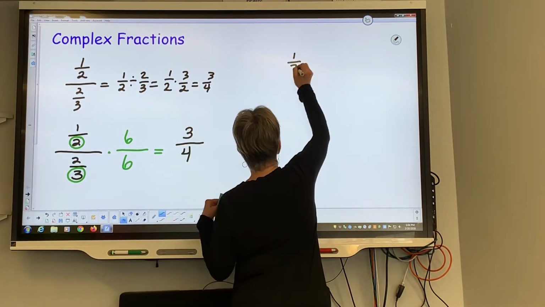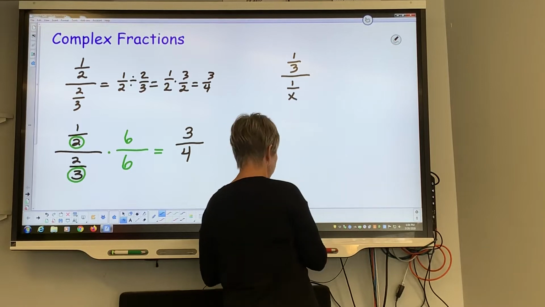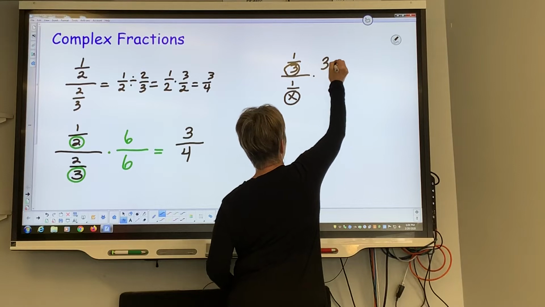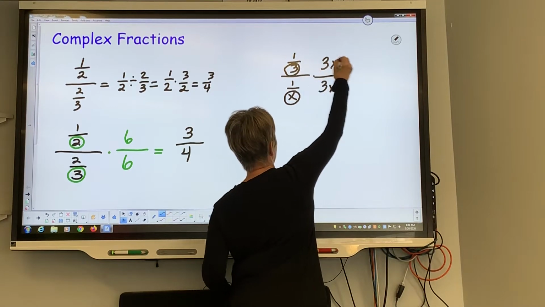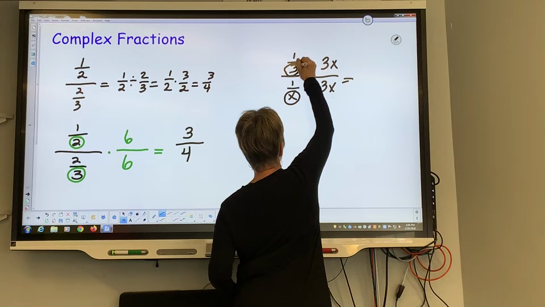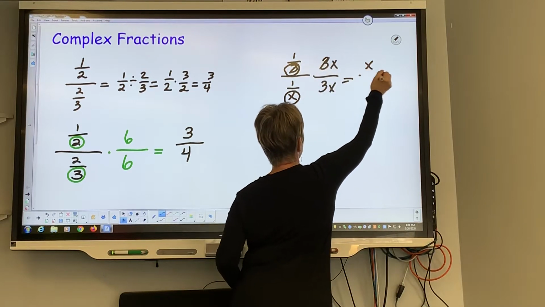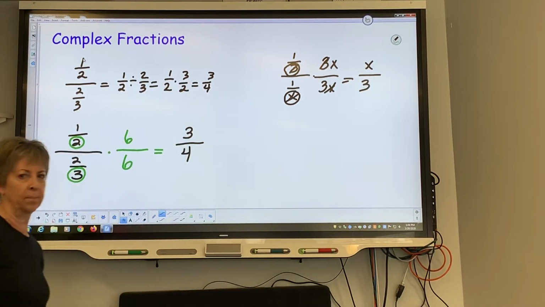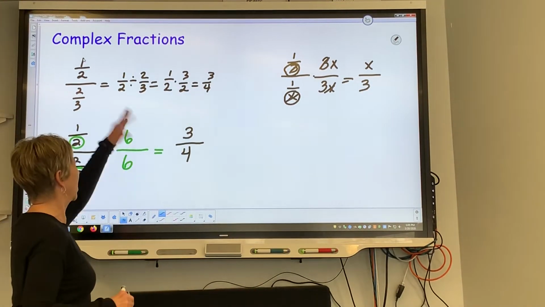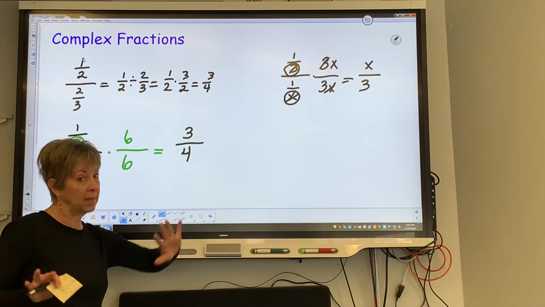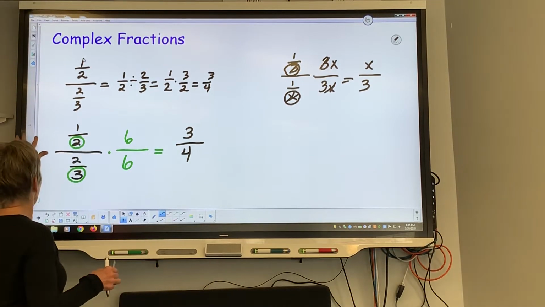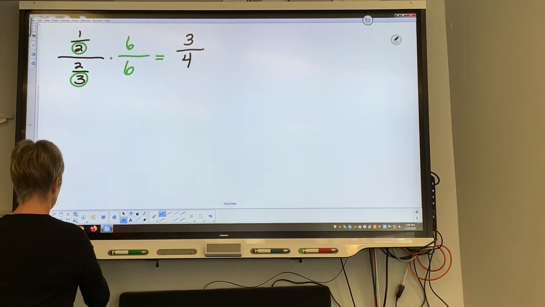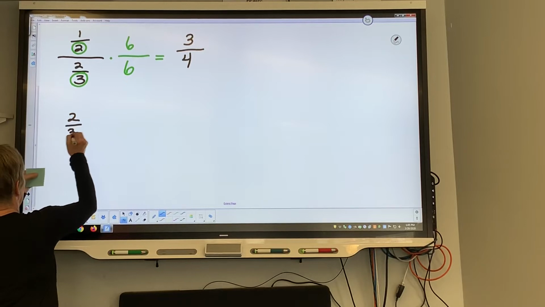So if I had 1/3 over 1/x, the common denominator of these two would be 3x. When I multiply the numerator, the 3's are going to merge into 1. That's just going to be x. Here the x's are going to merge, and I'm going to get x over 3. Now you might say, oh, well, I just like this way better. All right, that's okay for those, but when you get to these next ones, these are going to get a lot more complicated. So now let's take a look at one like this.